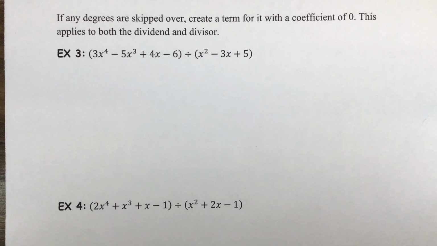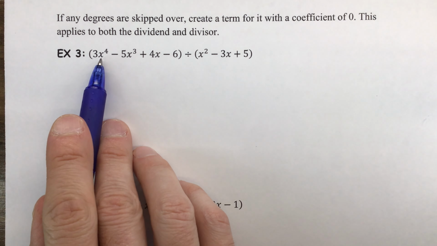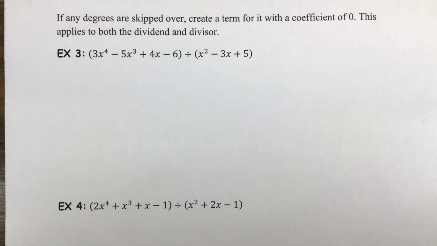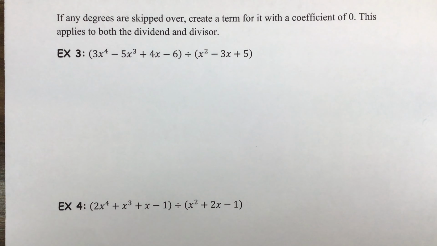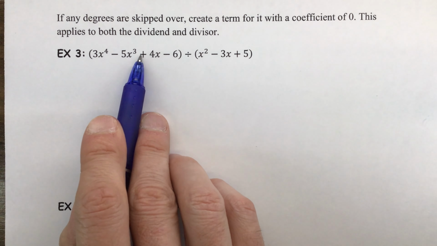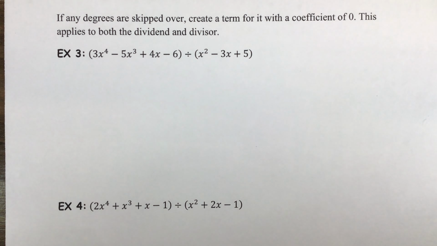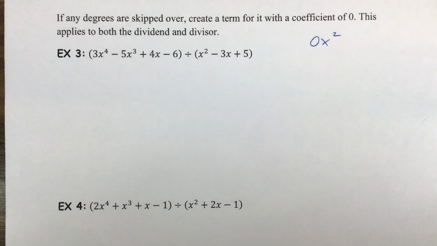All right, so for example 3, the dividend, what we start with here is quartic, degree 4. And if it's degree 4, we want it to have 5 terms. We want to have a term for every degree plus the constant. We have 1, 2, 3, 4 terms. That means somebody's missing. Okay? The one that's missing is going to be that quadratic term. You've got x to the 4th, you've got x cubed, there is no x squared, you've got x and your constant. Okay, so we're going to add in a 0 x squared just to space everything out.